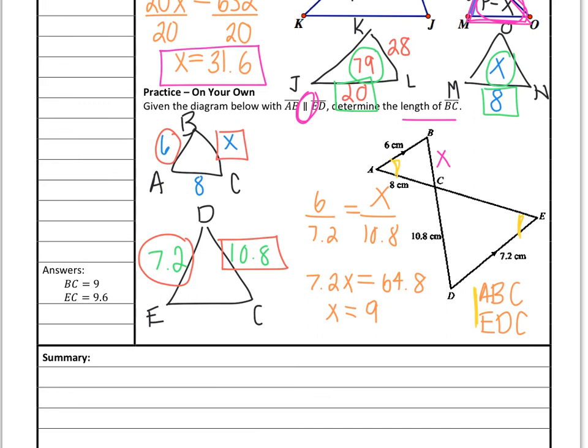So once I figured out the order of my triangles, I then went over here and I redrew them, A, B, C, E, D, C. I copied all my side lengths and made sure I had them labeled correctly. From there, I knew I had to find X. So I said, well, the 6 is going to match with the 7.2, hence my first fraction here. And then I did the X with the 10.8, second fraction, cross multiplied that. And long story short, we end up with X equals 9.